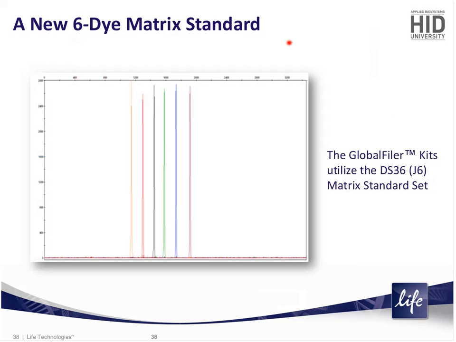Obviously, to calibrate the instrument for 6 dyes, you will need a new matrix standard. So this is the DS36 or J6 matrix standard set, very similar to the matrix standard sets you've seen from us before, just simply the addition of the new dyes within the system.